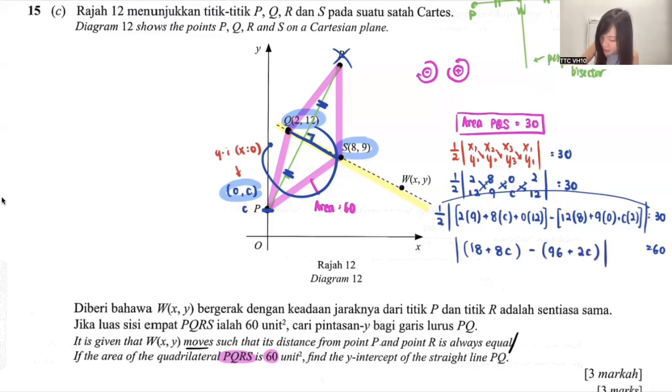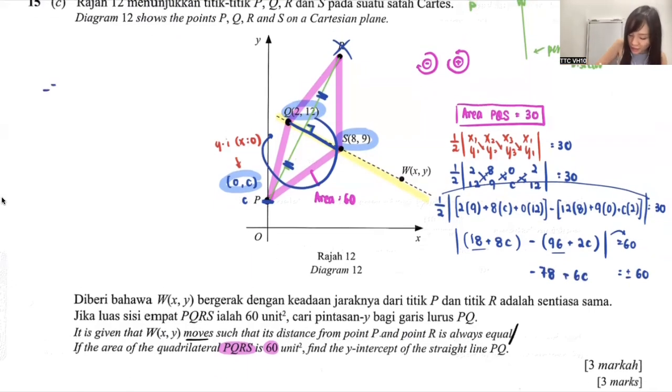The modulus is still there. Equals to 60. Now the modulus, you can bring it over to that side, become what? Plus minus. So you see, if you had done anti-clockwise just now, you no need to write plus minus because the modulus no need to even write. But now you do clockwise, then you better do plus minus. So 18 minus 96, negative 78. 8C minus 2C, 6C. Need to do both, guys.